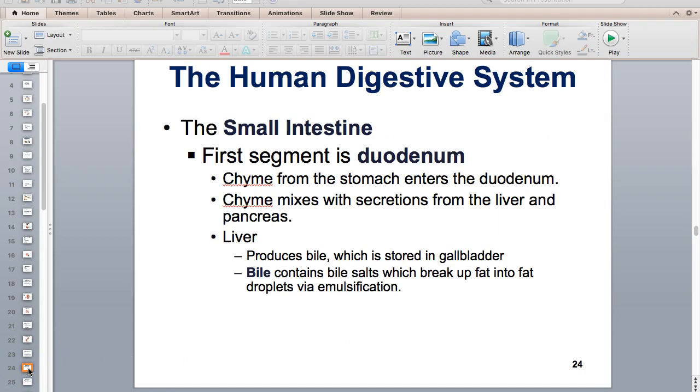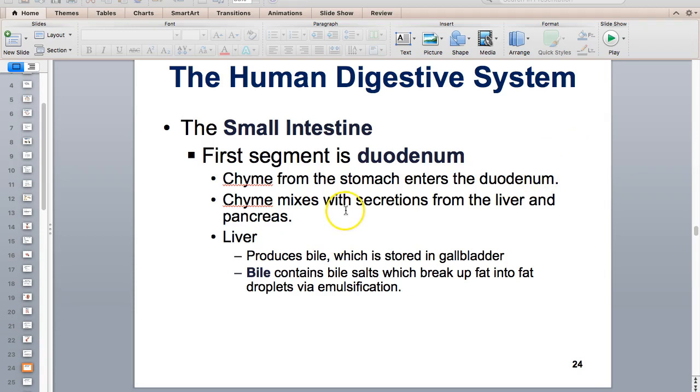Okay, so now next organ. So we went from the mouth to the esophagus essentially. We said pharynx and esophagus, and then we went to the stomach, and now we're in the small intestine. The first segment of the small intestine is called the duodenum. Sometimes people say duodenum, whatever, duodenum I say. And that's where your food is going to enter from the stomach. That's the first part of the small intestine.